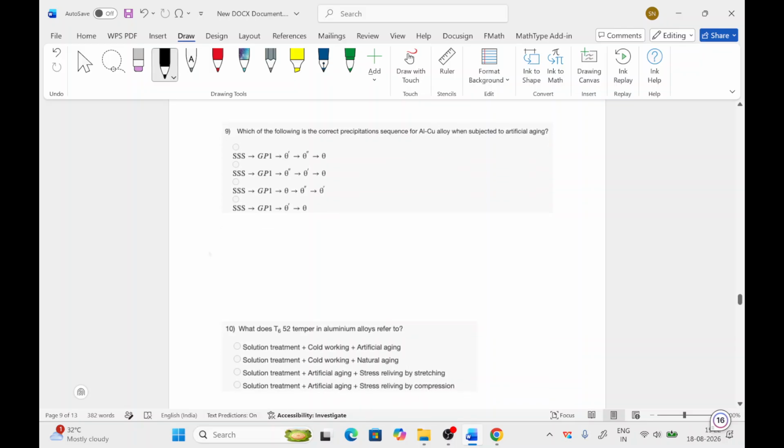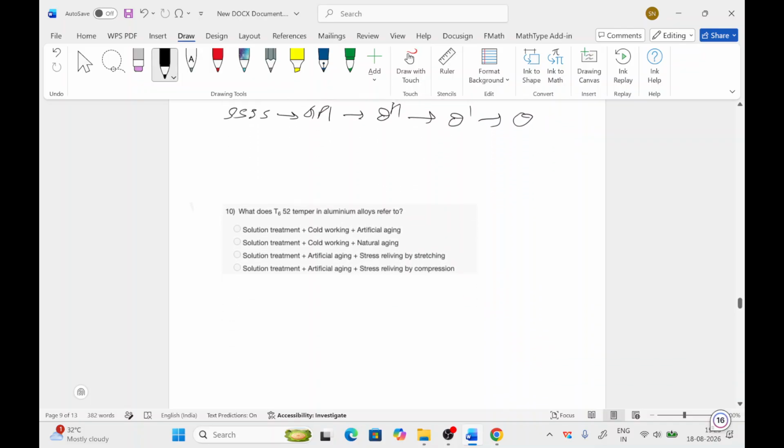Then the next question is, which of the following is the correct precipitation sequence for aluminum copper alloy when subjected to artificial aging? First, the supersaturated solid solution forms, that leads to GP zones, GP1 zones, then theta double prime forms, after that theta prime forms and then theta forms. So option B looks correct.